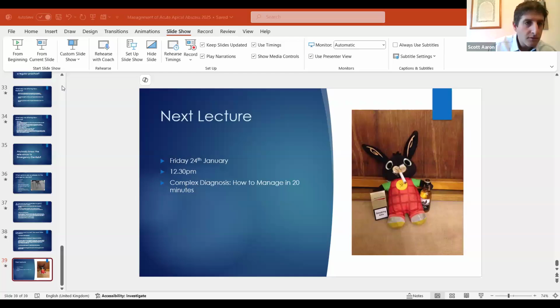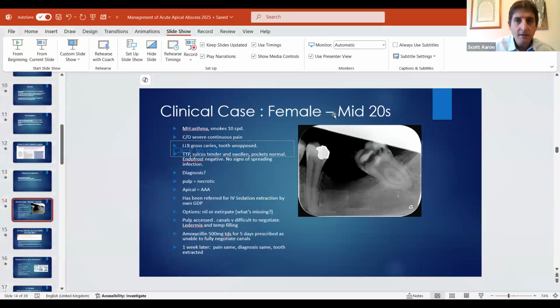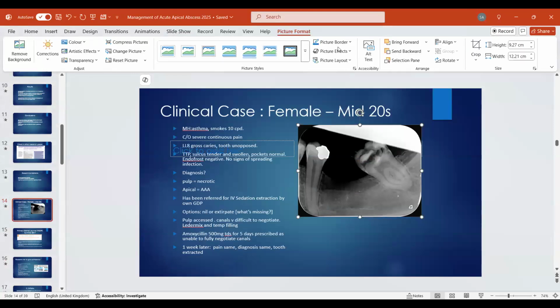Hi, can you show the first case, please? The first case with the acute abscess, please. Yeah, will do. Who's speaking, by the way? It's Negar. Negar. Yeah. Hi. Share screen. This is the lower left 8. Yeah, with the acute abscess.